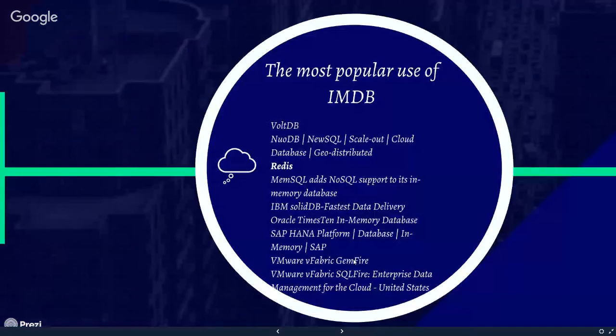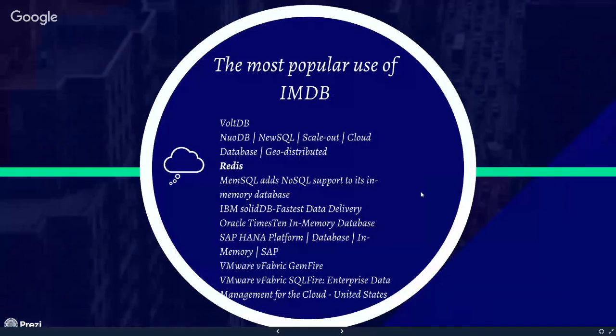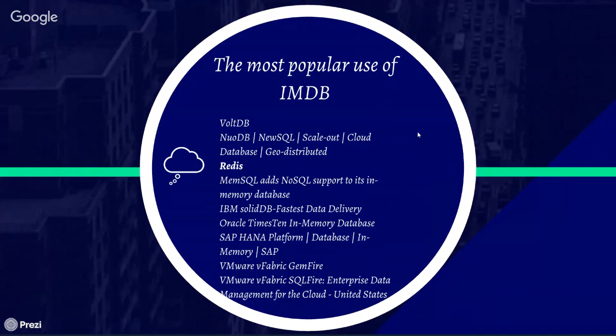Next one, let's see the most popular uses of IMDb. Here I just did some research about examples of IMDb. Here is a list of the most popular ones, for example VoltDB and NuoDB, NewSQL, scale-out cloud database, GeoDistribute, and also Redis. Redis is also one of the most popular applications of IMDb.